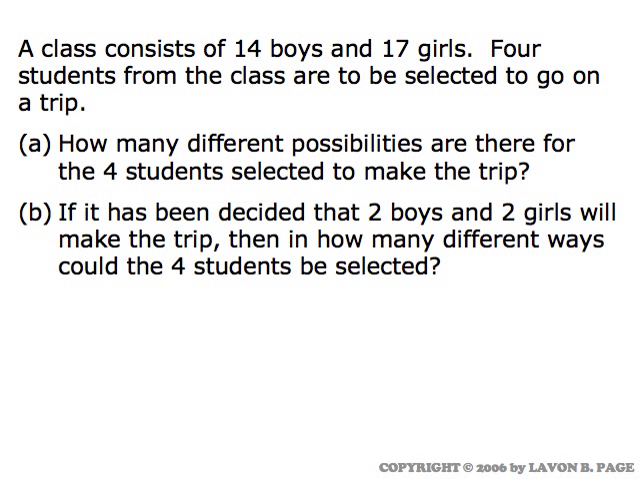A class consists of 14 boys and 17 girls. 4 students from the class are to be selected to go on a trip. How many ways can you make that selection of the students? And second version of the question, how many ways can you select the students to go on the trip if you're going to split the group of 4 into 2 boys and 2 girls?